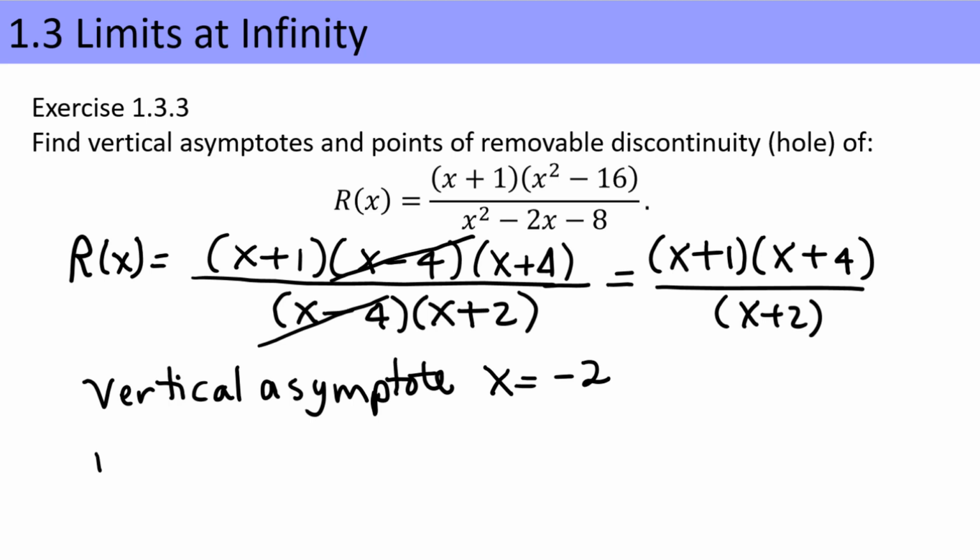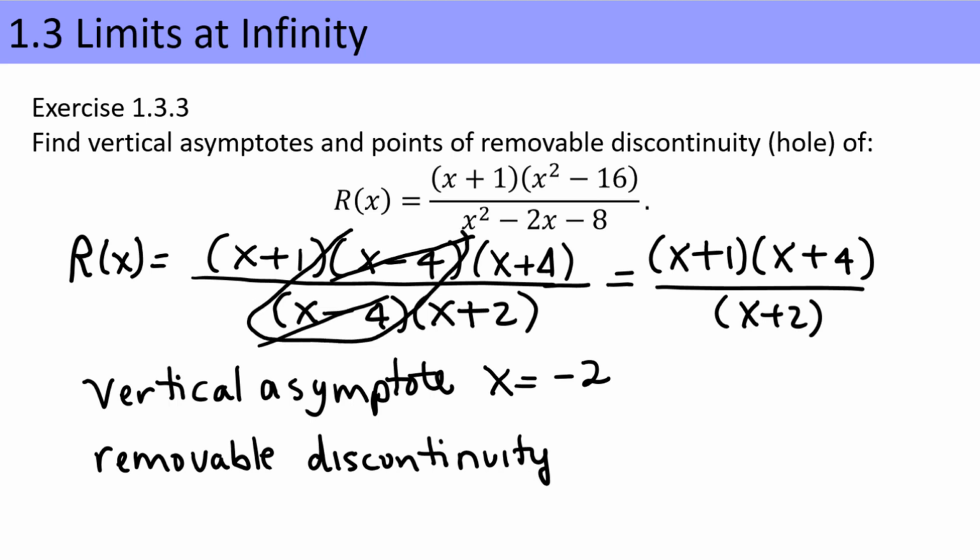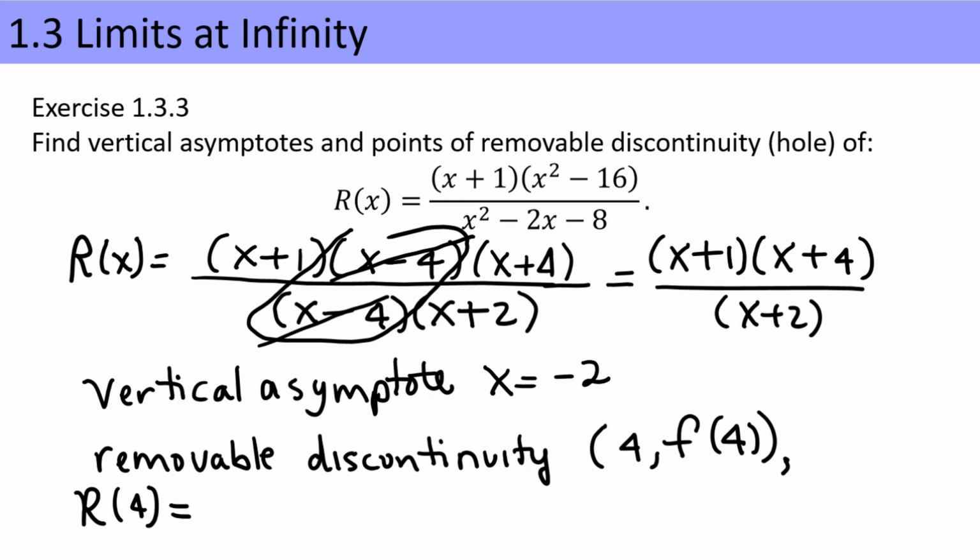Now, the removable discontinuity is first the x value of the canceled terms, and so x minus 4 was canceled, and it would happen then at 4 and the function evaluated at 4. Let's find the actual location, so we will compute r of 4 in the simplified version.